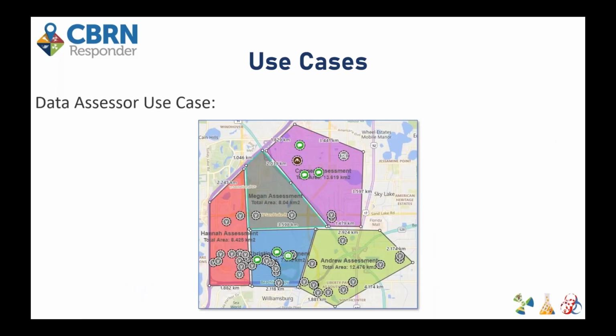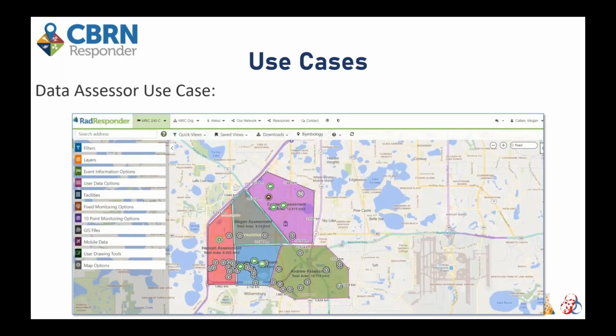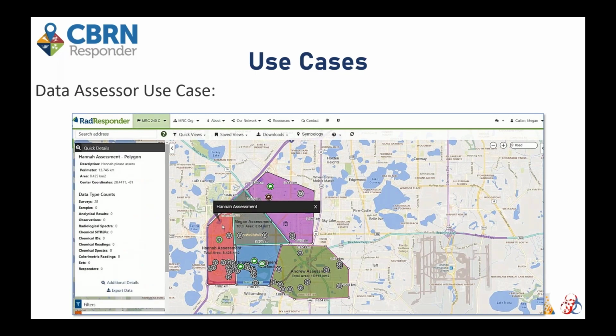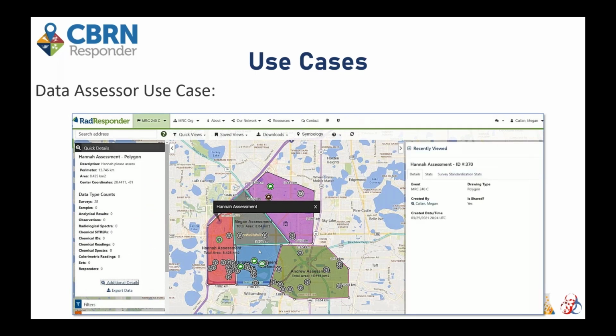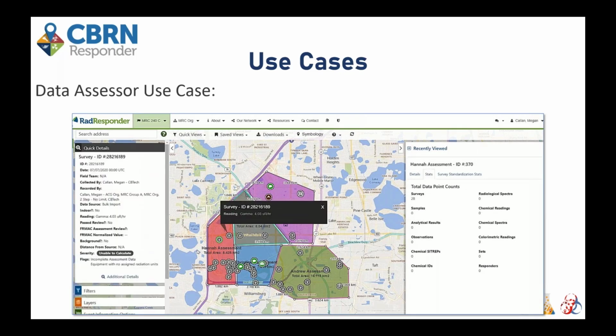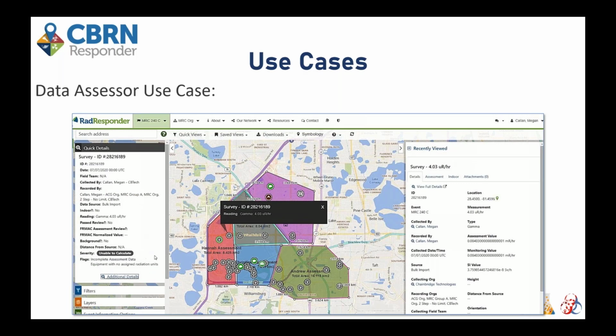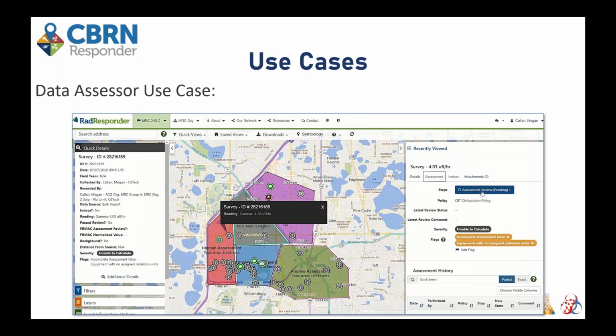So taking a look at a specific data assessor use case, here you can see that there are 5 different assessment sections that have been named. So I will show a quick walkthrough of how quick and simple this can be from the event map. So in the HANA assessment shape, I see there are 28 surveys. I click, I can view it from the side menu. I can view all of the fields that I would see when viewing it from the table.